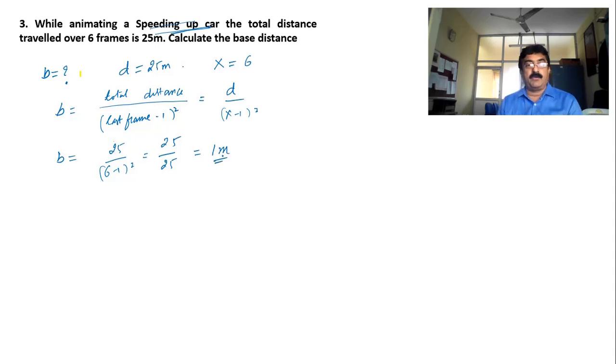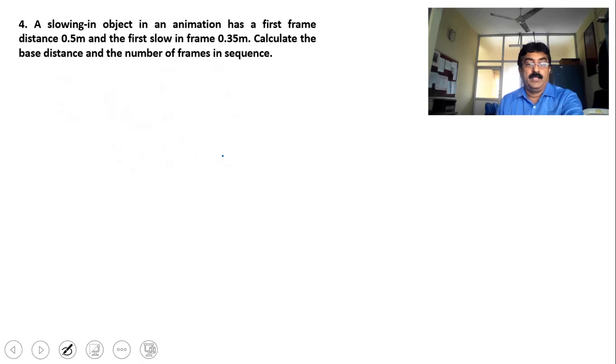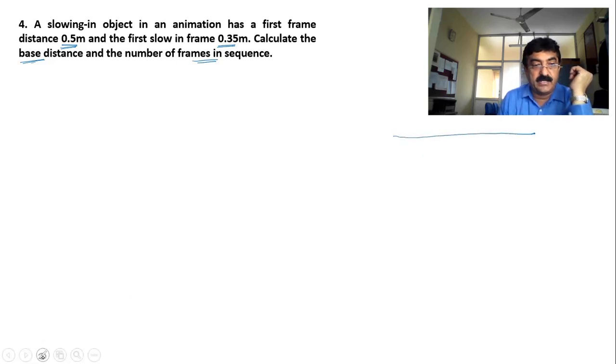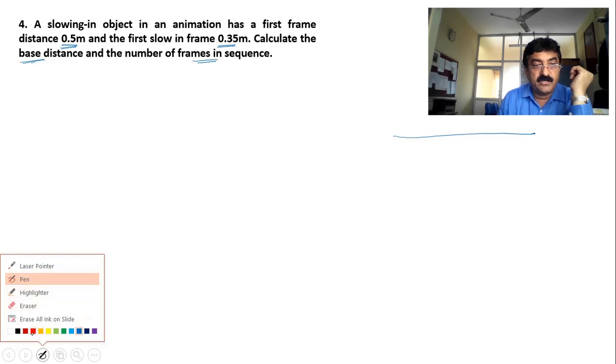So very simple problems, only on odd rule multiplier, and of course jump rule, jump magnification. Next question, a slow in object in an animation has the first frame distance of 0.5 meter and the first slow in frame is 0.35 meter. Calculate the base distance and number of frames. Dear students, I just explained this. Actually, I should have explained this in the regular video itself. Well, I forgot to mention this.